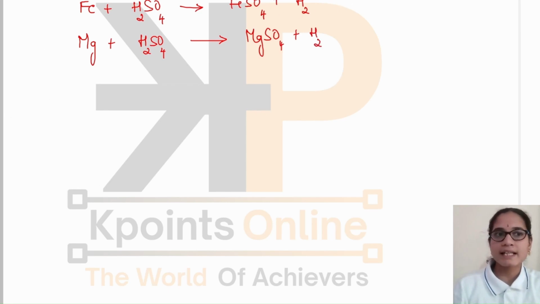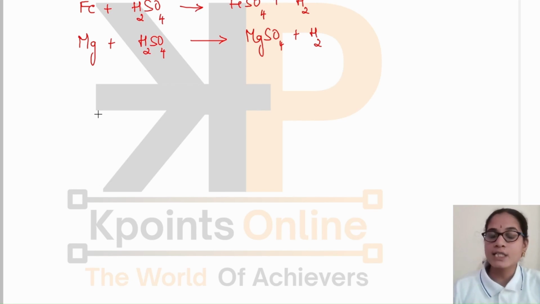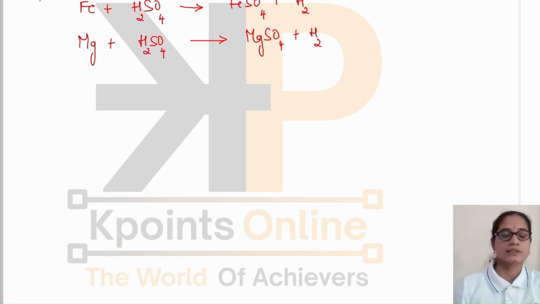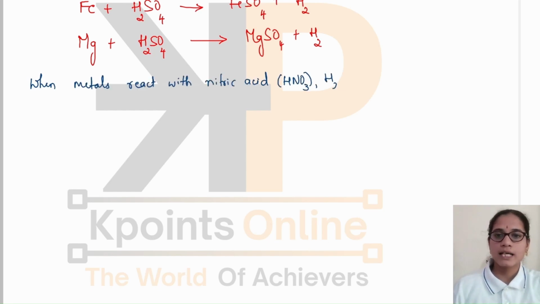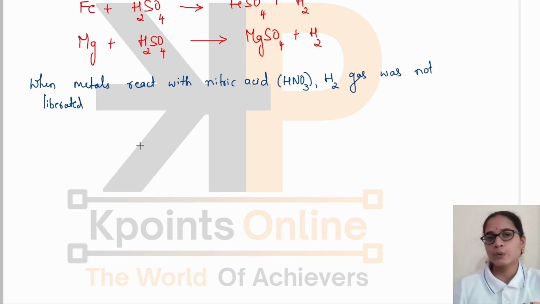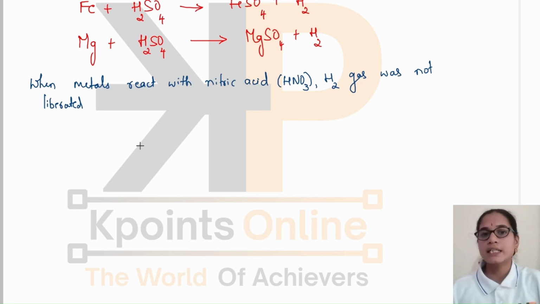But it was seen that these metals will not produce hydrogen gas on reacting with nitric acid. When metals react with nitric acid, that is HNO3, hydrogen gas is not liberated. Why is it so? Why is the hydrogen gas not liberated during the reaction of metals with nitric acid?